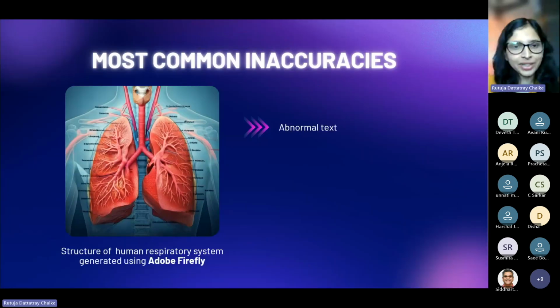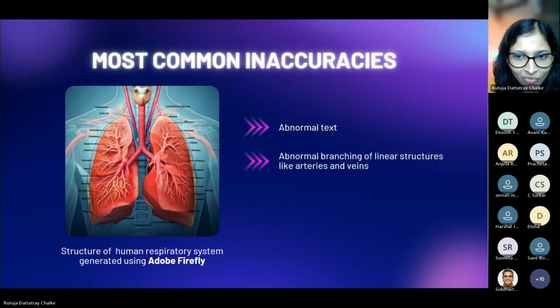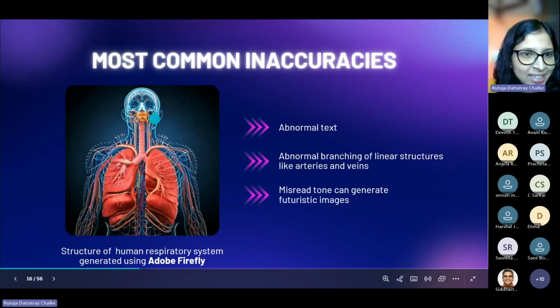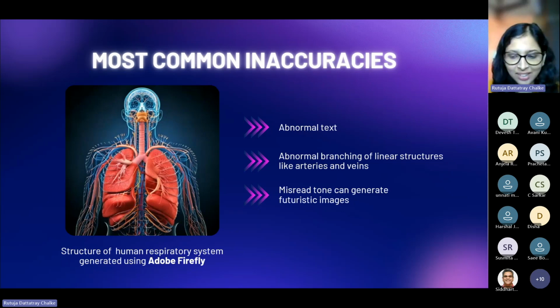So the most important thing that we note here is the abnormal text, because the text labels are not readable at all, though the prompt that I gave was to create appropriate text labels. Abnormal branching of linear structures like veins and arteries. And in a few cases, the tone of your prompt may get misread, and it could generate some futuristic images like you see here. The extra branches and the futuristic appearance of the image itself shows the inaccuracy in the illustration.